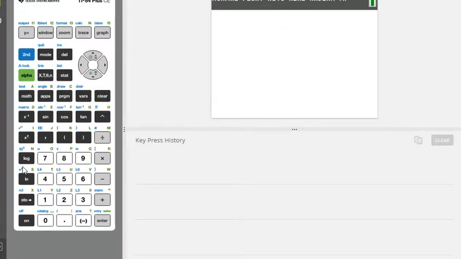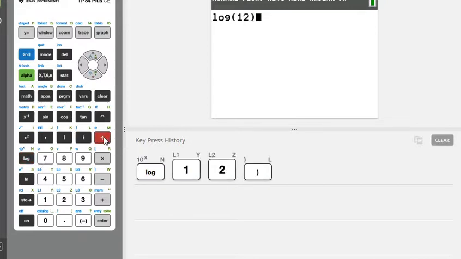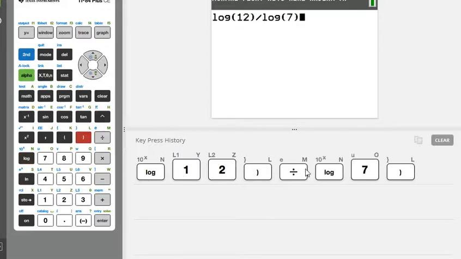So originally I had log of 12, right parenthesis, divided by log of 7. And you can see all the keystrokes that I have underneath here. And let me just take care of two birds with one stone. I'm going to store that. So the store key is next to the 1 in X, which is next to the alpha. Ooh, it should give me an X.